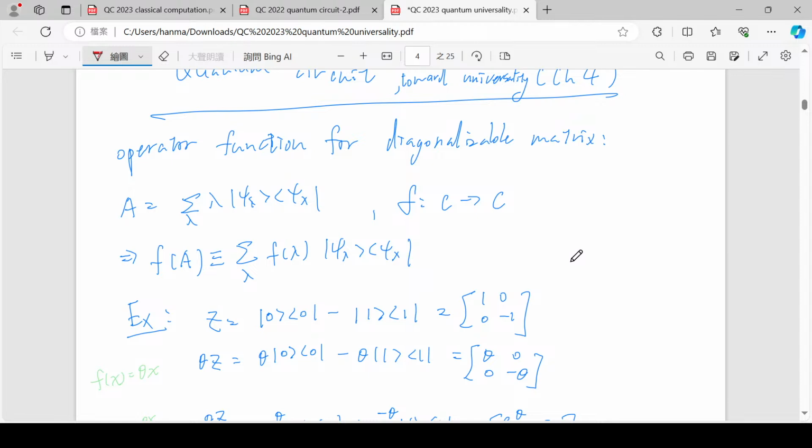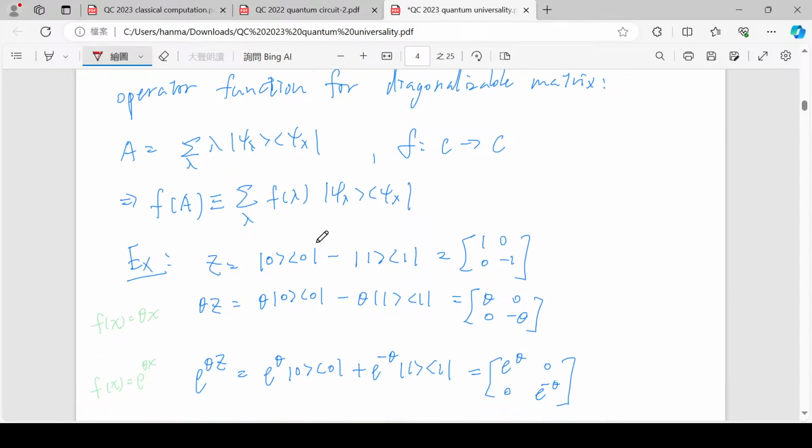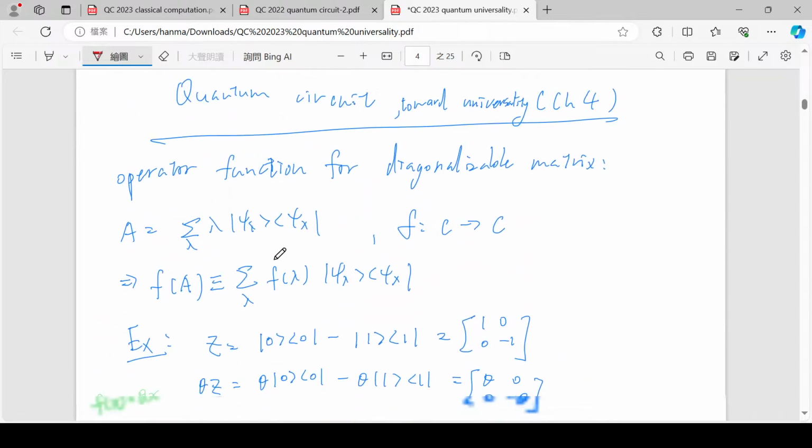So some complex valued function from C to C, from complex number to complex number. Then we can define f of A. And f of A is equal to just applying this function on all the eigenvalues. Okay, and so we define functions on matrices.